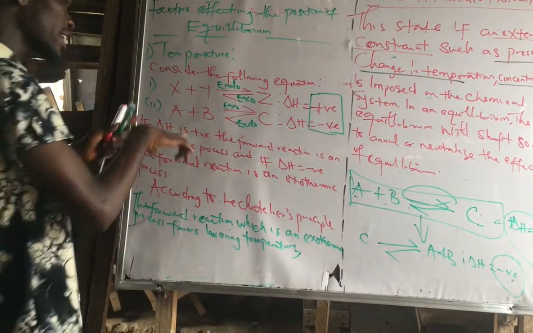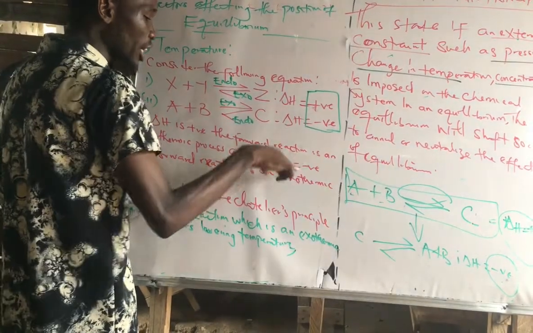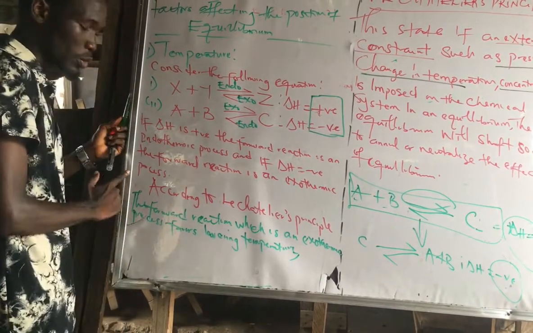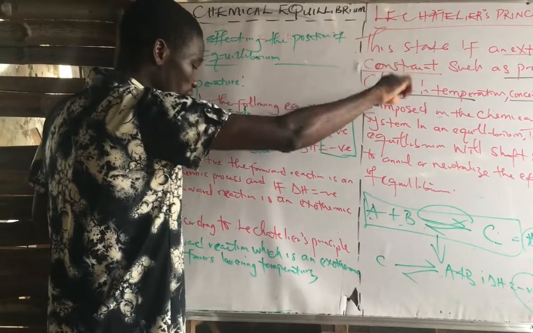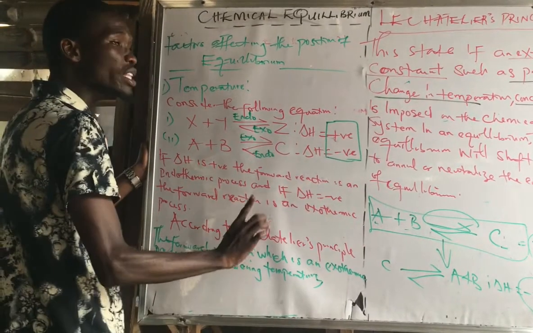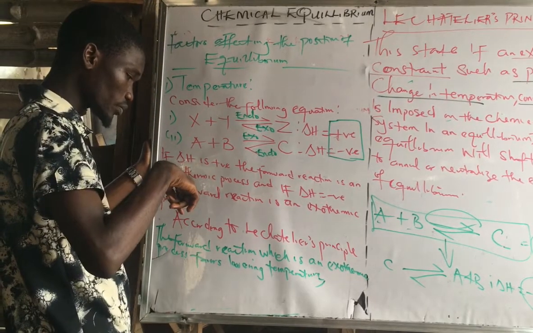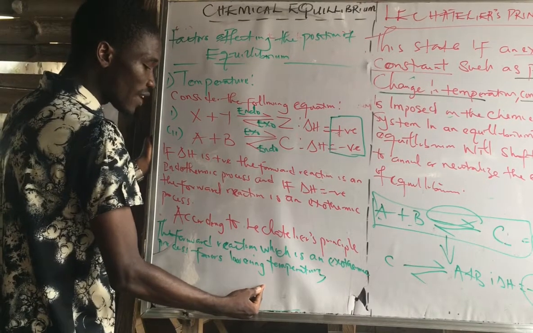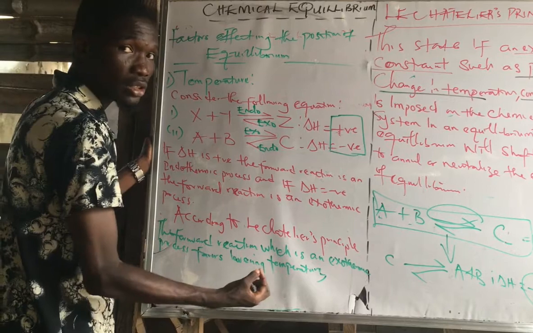The one with negative sign, as I've said earlier, if change in H is negative, the forward reaction is an exothermic process. So according to Le Chatelier's principle, the external constraint states that the one with an exothermic process, which favors the forward reaction, gives us either a decrease in temperature or lowering temperature.